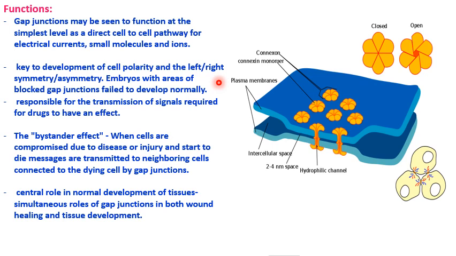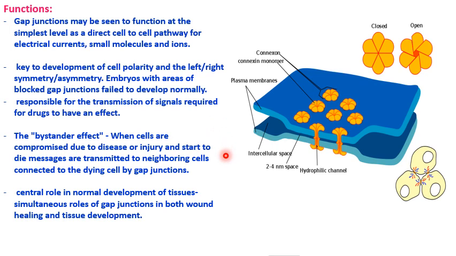The right lung will be on the left side. The left lung will be on the right side. Liver will be on the left side. The stomach will be on the right side. That's how the polarity is hampered if these gap junctions or the connexons are not functioning properly.